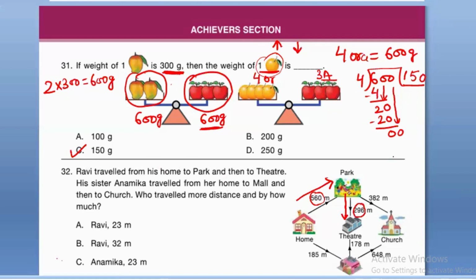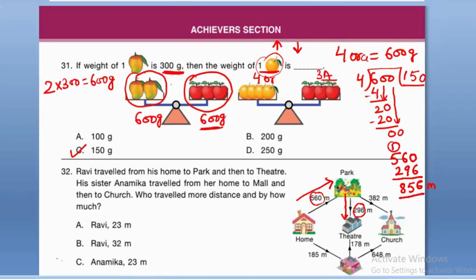For this, we need to add 560 and 296. So what are we getting? 6 plus 0... 9 plus 6 is 15. 5 will come here, 1 will go there as a carryover. Now 5 plus 2 is 7. 7 plus 1 is 8. So Ravi had traveled 856 meter.